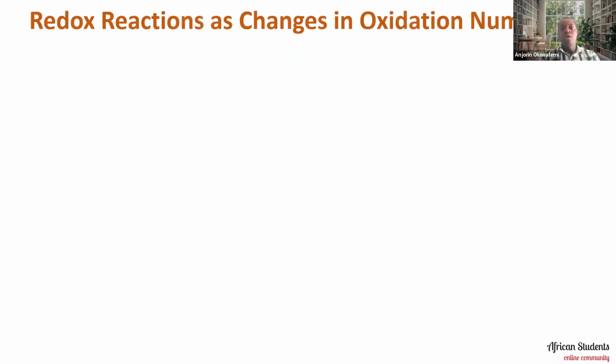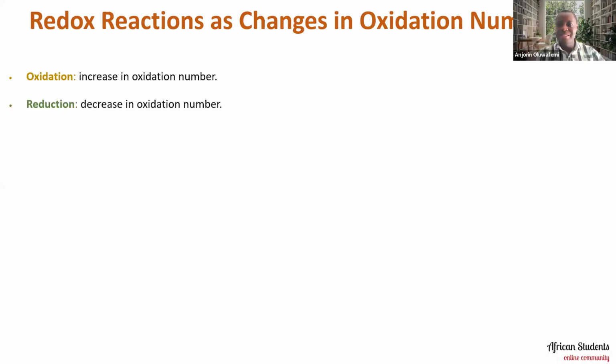So we move now and we talk about redox reactions as changes in oxidation number. Oxidation is an increase in oxidation number. So when we talk about oxidation, it's an increase in what? In oxidation number. Reduction is a decrease in oxidation number. So we have established that. Now we give some examples to buttress that.